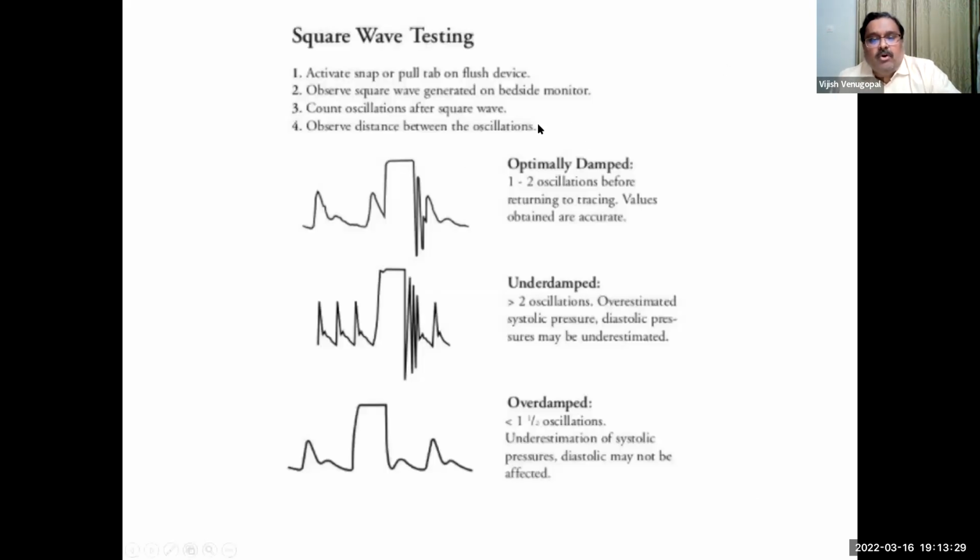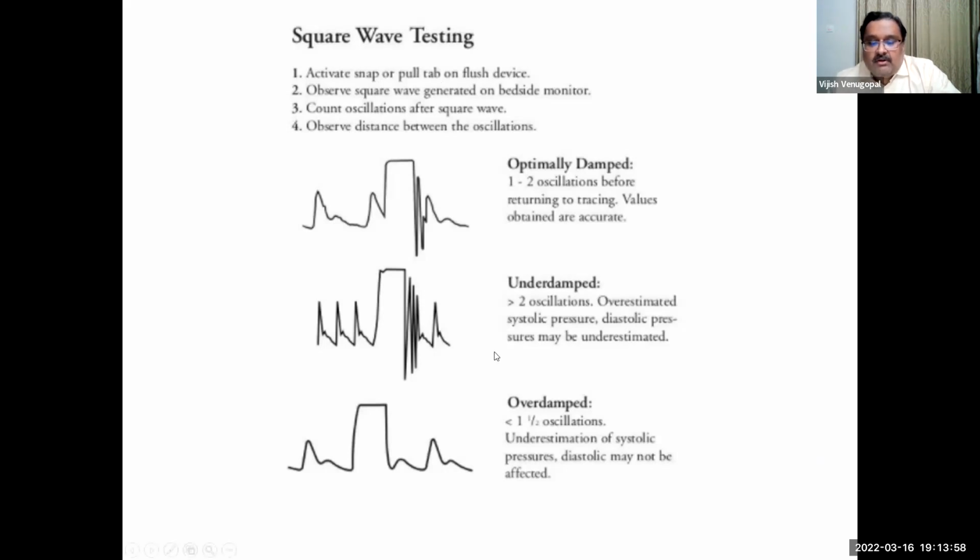And we should have an optimally damped system, and this can be tested by using a fast flush test or a square wave testing. You activate the snap or the pull tab on the flush device and look for the number of oscillations after the square wave. 1 to 2 oscillations is the optimally damped system, and if you have more than 2 oscillations, it's underdamped. The problem with an underdamped system is you will overestimate the systolic pressure and the diastolic pressure may be underestimated.